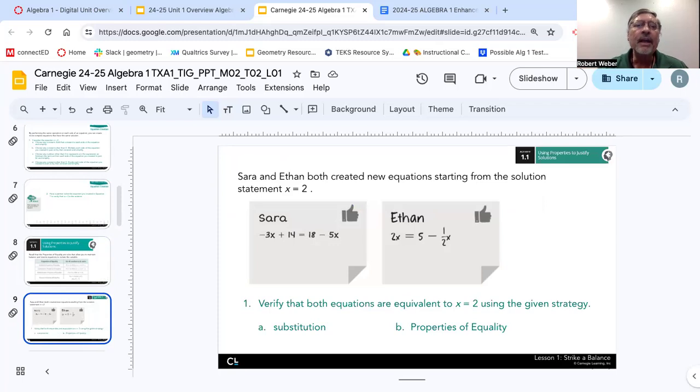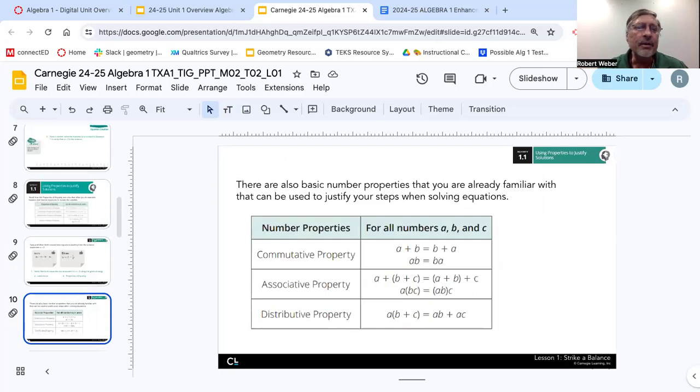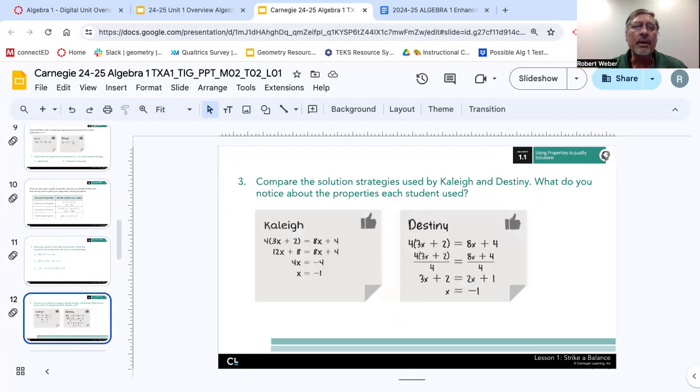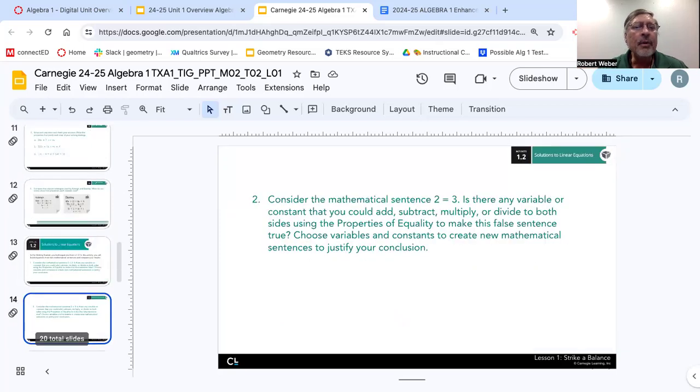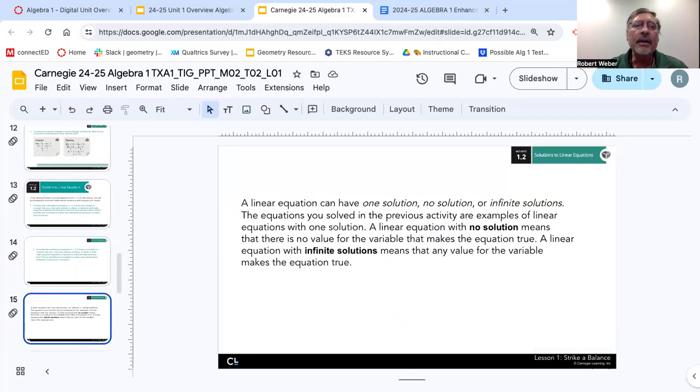So I would strongly advocate you take a look at the Carnegie slides here. If you're looking for a slide deck that's already prepared for you, this is a good one. It might be a little more detailed than what you want, but it can be utilized for your instructional piece pretty heavily.